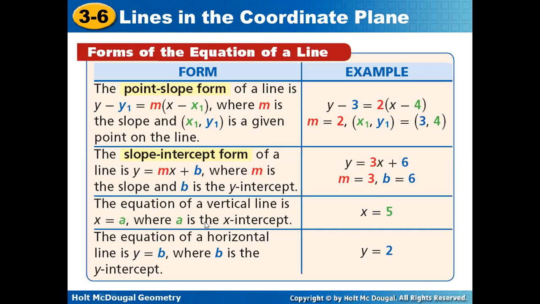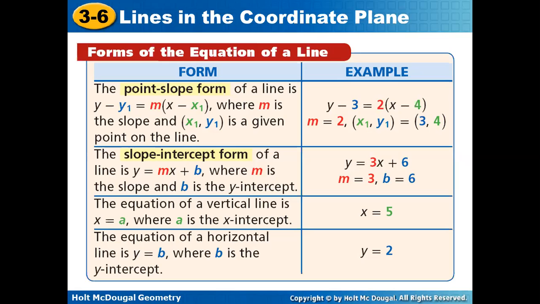Now also they have given the equation of a vertical line, x is equal to a, where a is the x-intercept. You know what a vertical line looks like. This is a vertical line. The standing line is called the vertical line. The equation for this is x is equal to a, where a is the x-intercept. Now what is the x-intercept? If the y-intercept is when x is equal to 0, the x-intercept is when y is equal to 0. What is the value of x when y is equal to 0?